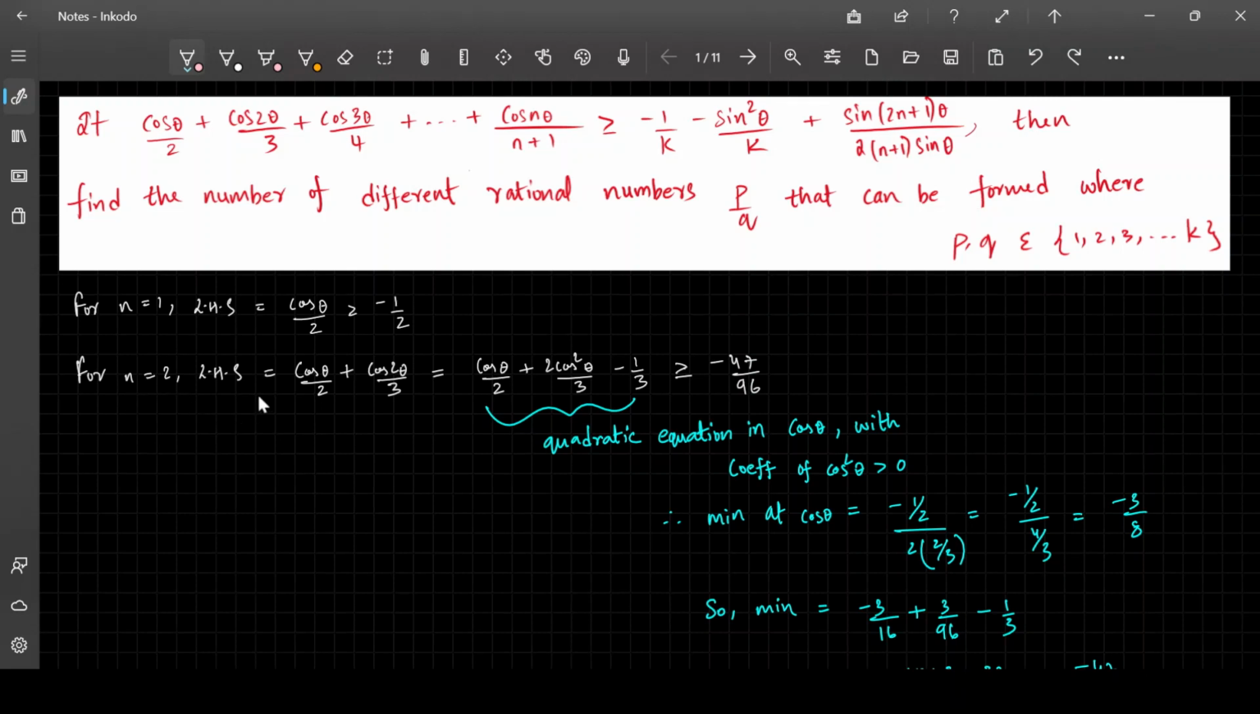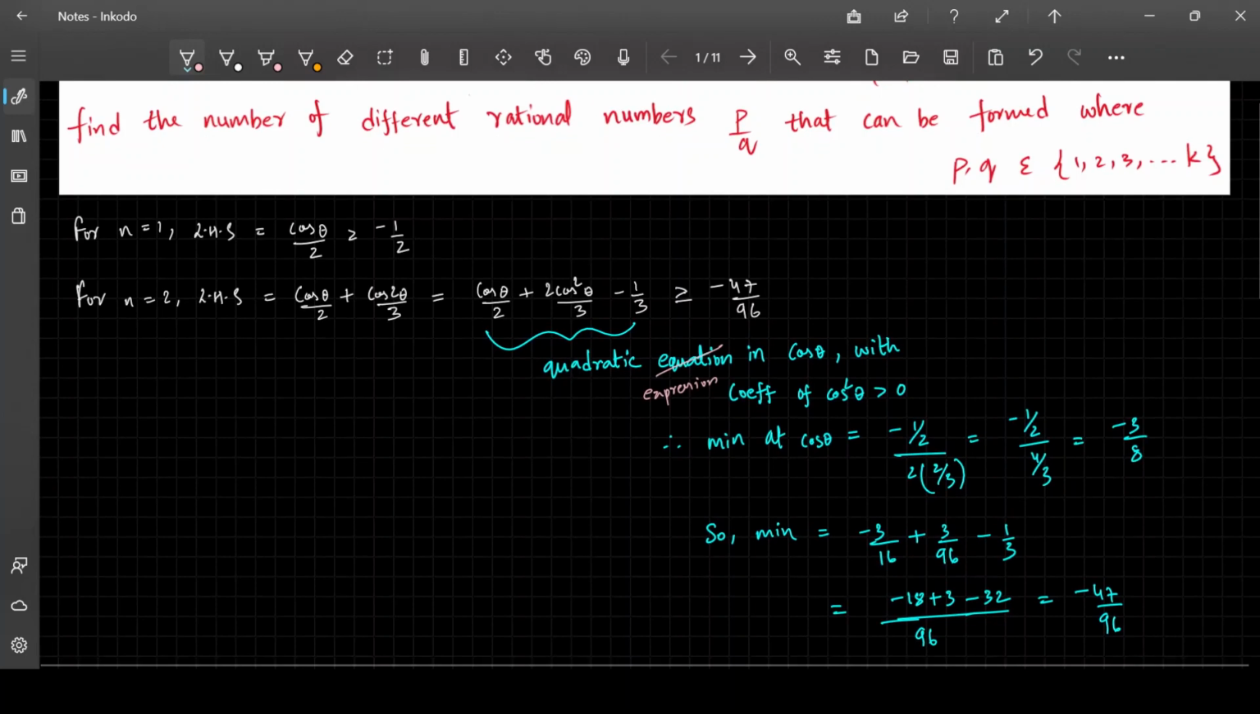For n equal to 2, the LHS would be cos theta by 2 plus cos 2 theta by 3. And what is cos 2 theta? Cos 2 theta is equal to 2 cos square theta minus 1, which is what I've written here. Now you can see that this is a quadratic in cos theta. Actually, it is an expression, not an equation, because we have not kept any equality sign and we are not equating it to something. We are just talking about this.